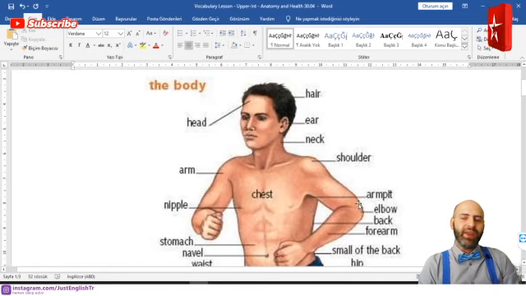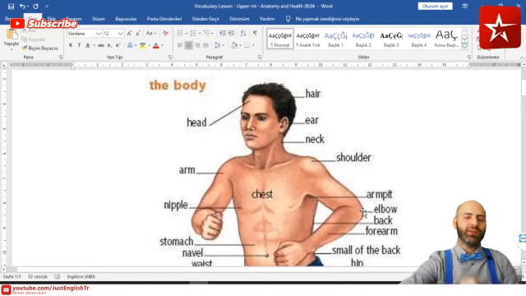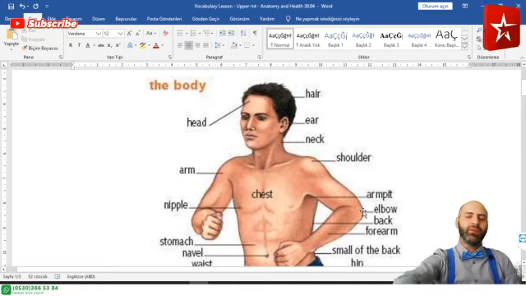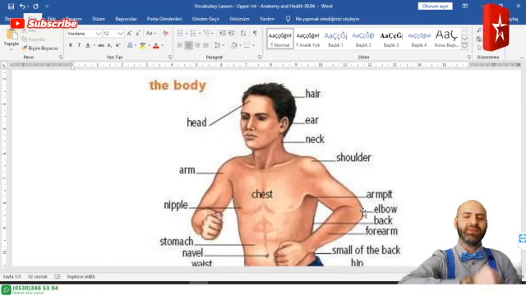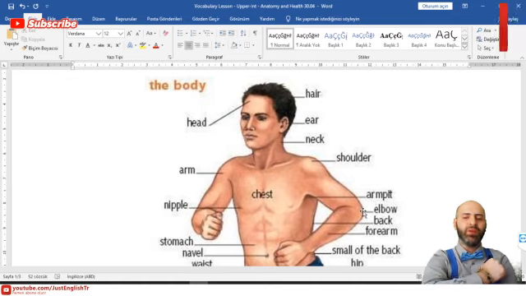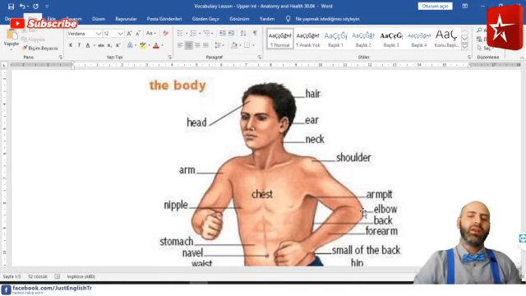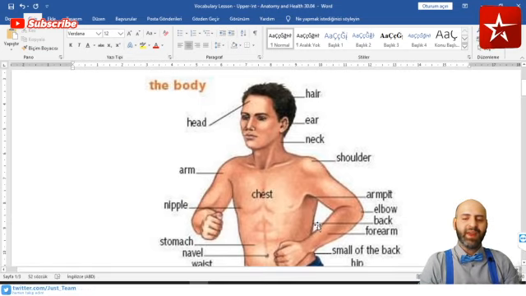Let's continue with the hand. So top part is called arm, and after the arm, the place where we can move our hand, it is called elbow. Okay, this part of the hand is called elbow. The front part of the hand is called forearm.